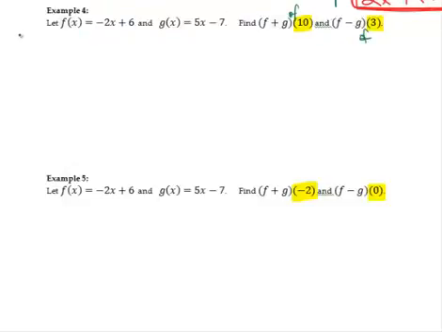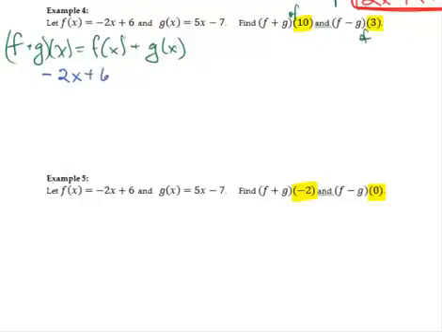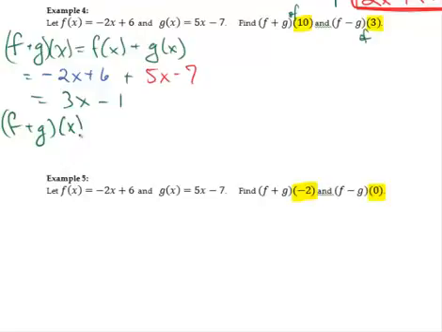So let's start with our first one here. F plus g. We're going to go ahead and start with just an x the way we normally do. So this is f of x plus g of x. Substitute in what we have. So this is negative 2x plus 6. And this is 5x minus 7. Combine like terms, so we get 3x minus 1. But now we're going to come in and say, okay, that is f plus g of x.